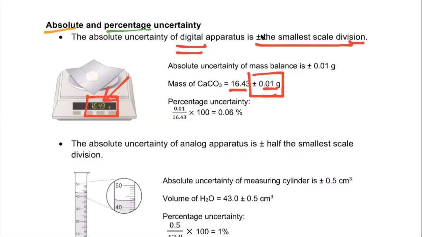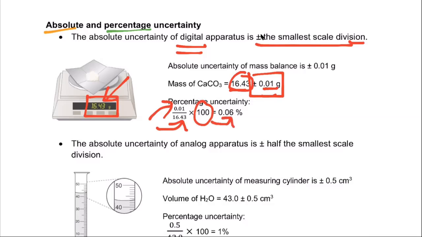Okay. And then if I wanted to change it to percent uncertainty, that requires a little bit of a calculation. For percentage uncertainty, I do my absolute uncertainty divided by the actual measured value that I got. And then because I want a percent, I multiply it by 100.